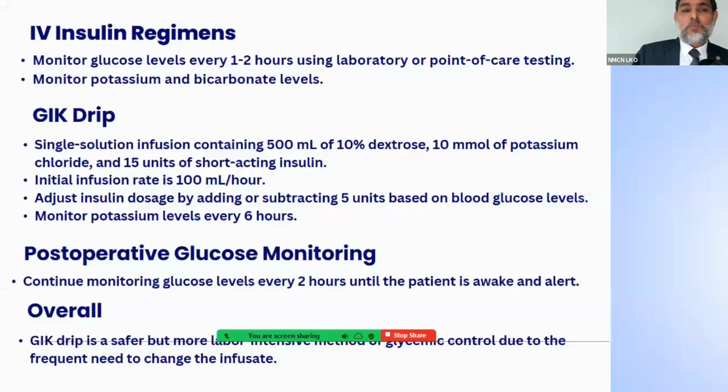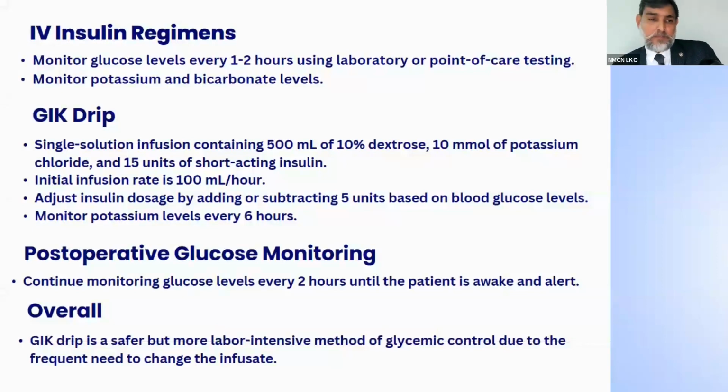Then comes insulin regimens. Monitor glucose every 1 to 2 hours using laboratory or point of care testing, and monitor potassium and bicarbonate levels. GIK drip is a single solution infusion containing 500 ml of 10% dextrose with 10 millimoles of potassium chloride, and 15 units of short-acting insulin is added. Initial infusion rate is 100 ml per hour. Adjust insulin doses by adding or subtracting 5 units based on the blood glucose levels. Monitor potassium level every 6 hours. So these are the standard ICU procedures which we all are aware of, and we have to go as per the protocol.